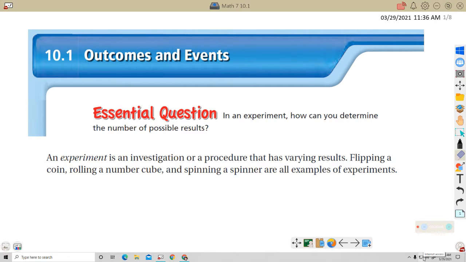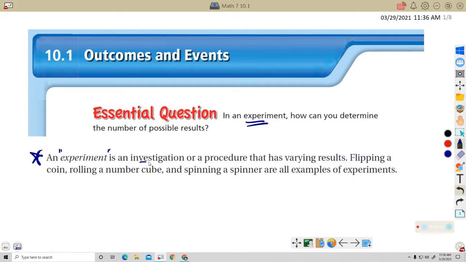This is lesson 10.1, a brand new chapter, what we're calling outcomes and events. The whole chapter is on probability and statistics, and this is a pretty interesting thing to study actually. What do we mean by outcomes and events? And they have this other word in here now, experiment. Well, you kind of know what experiment is as far as science, but let's take a look at their definition here when it comes to math.